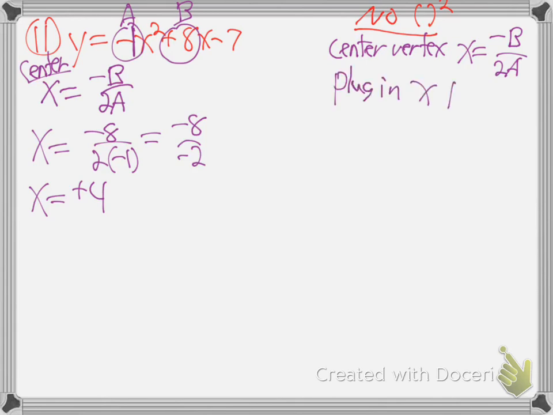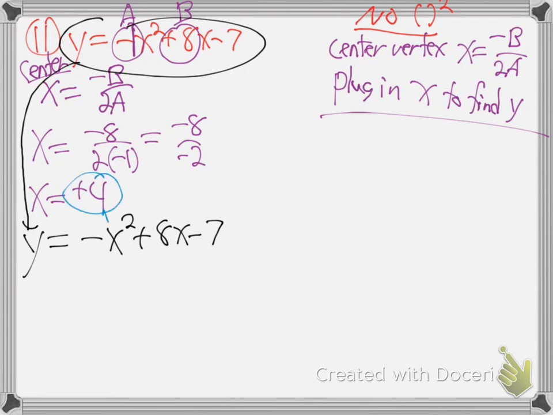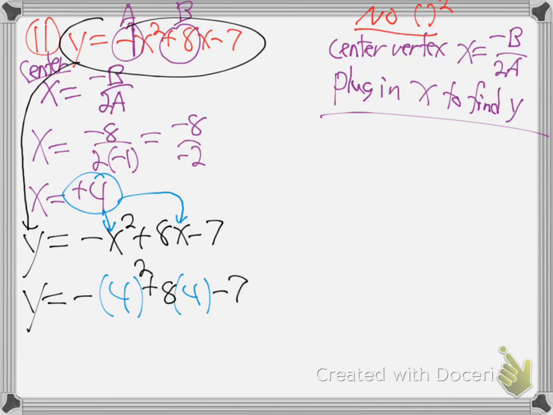Then plug in x to find y. So now I'm going to take that and plug in to what? To the original. If I just bring the original down here, y equals minus x squared plus 8x minus 7. So take that 4, plug it in. What do we get? We get y equals minus. Now remember, when you plug into a formula, put parentheses around what you're plugging in. Like that, parentheses around that 4.